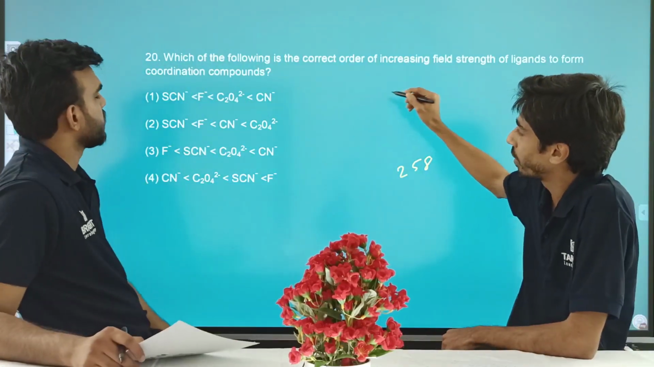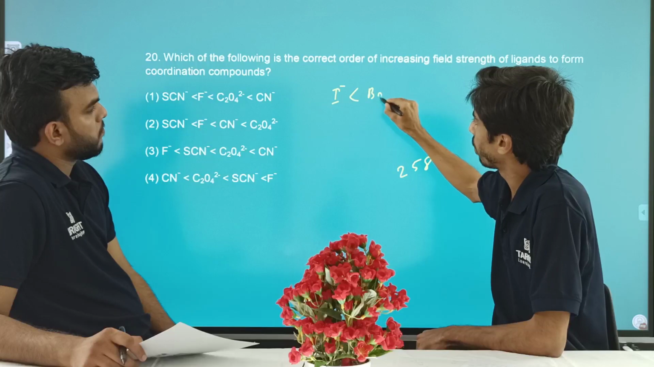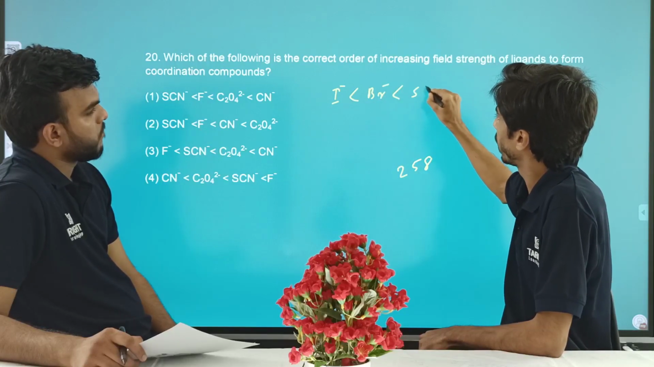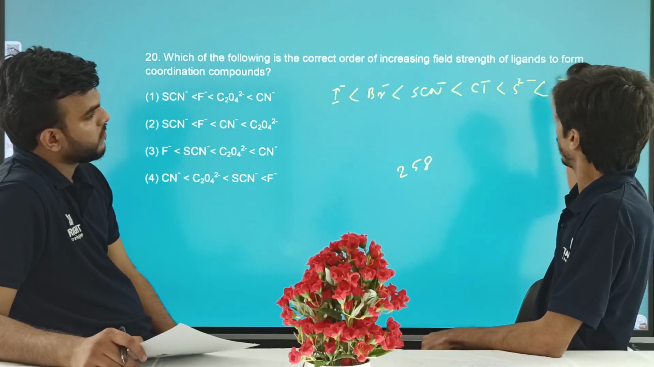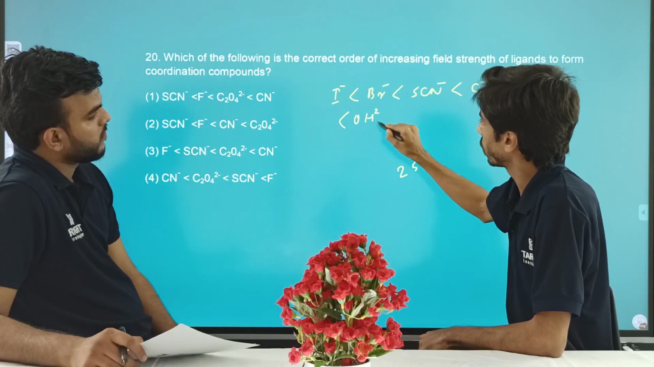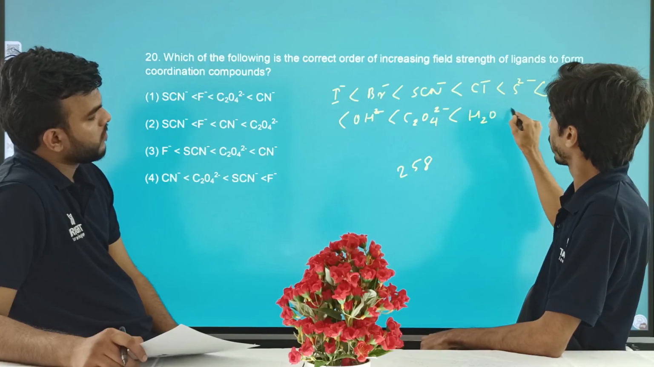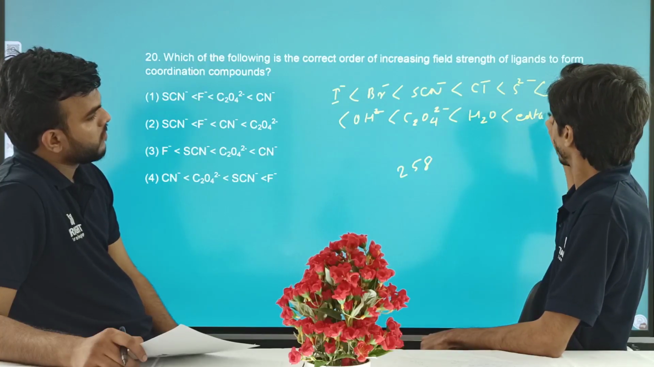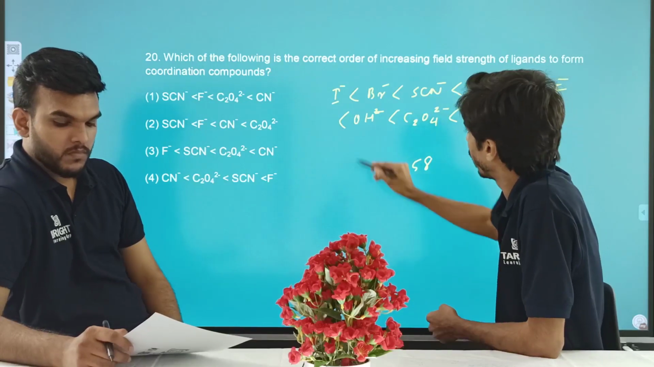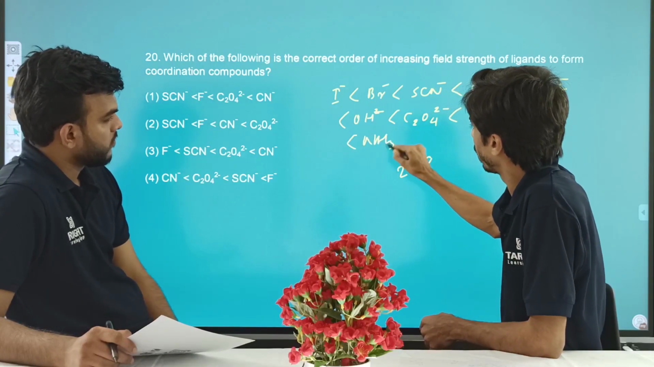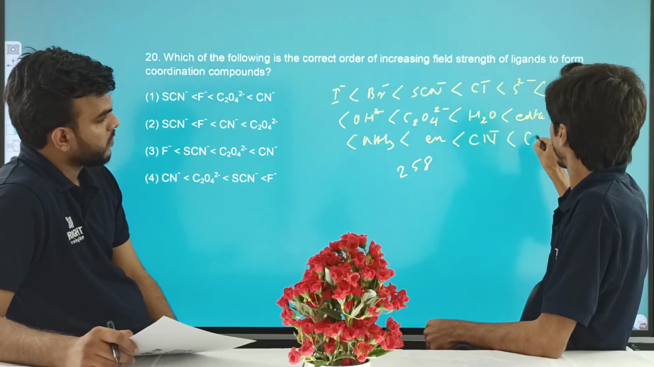The order of increasing field strength is I minus less than Br minus, then SCN minus, Cl minus, S2 minus, F minus, OH minus, then C2O4 2 minus oxalate, then H2O, then EDTA 4 minus, then NH3, then ethylenediamine, then CN minus and CO. Now this is the correct sequence.